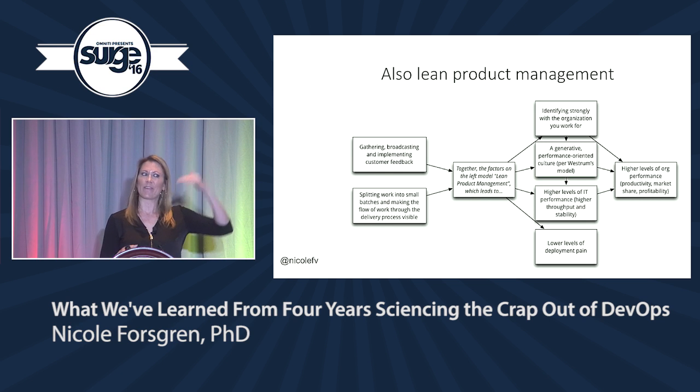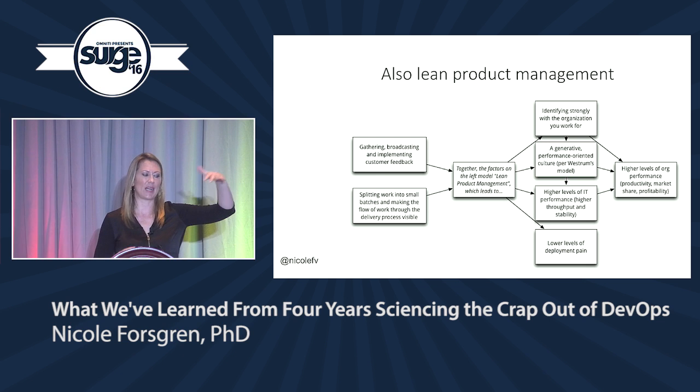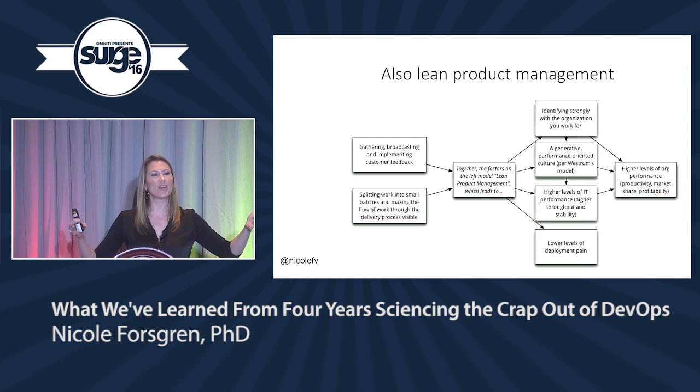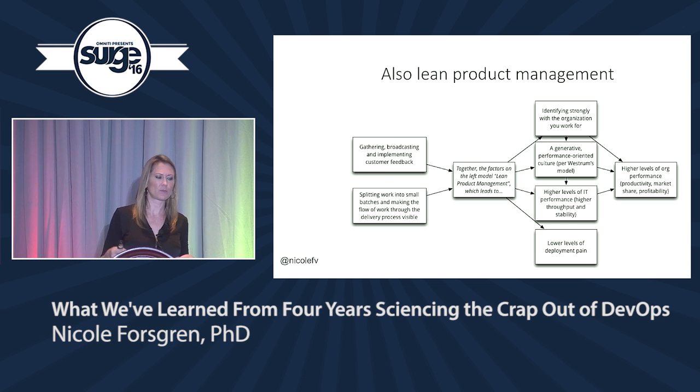In 2016, we went farther up into kind of the fuzzy front end, and we found that it indeed was important to gather, broadcast, and implement customer feedback so that everyone knows why it is we're doing what we're doing. Not just because someone in a suit told me to, or because it's important to the business. And also being able to decompose work into small pieces so we can actually get that single piece flow. That was really important, and making that process visible.